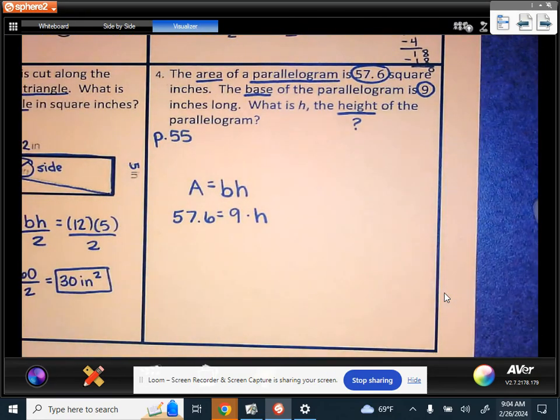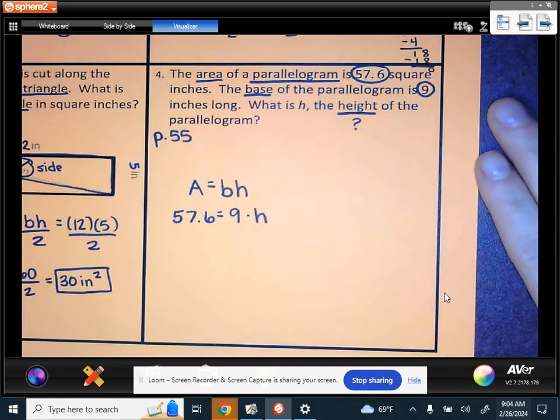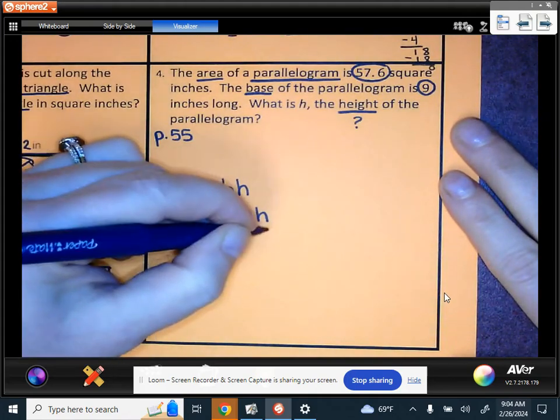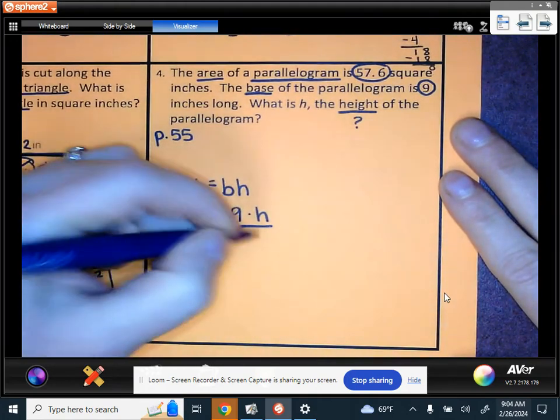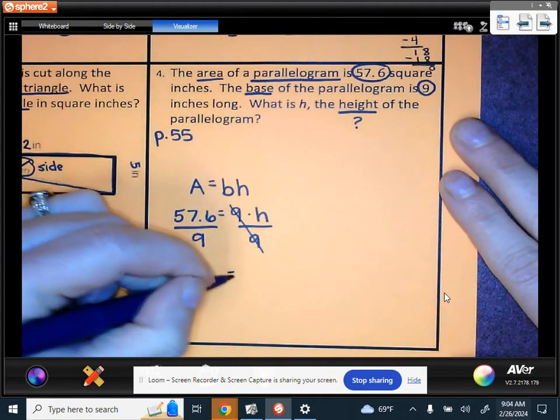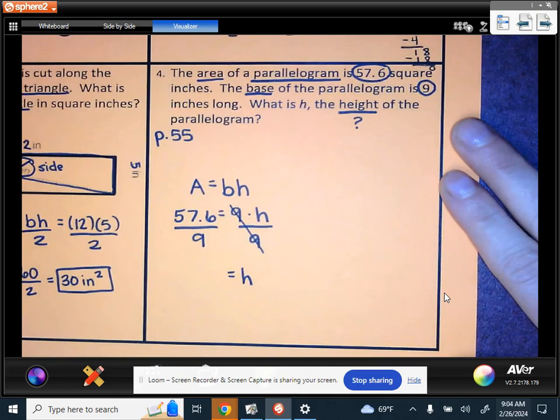We're going to leave h for the height because we don't know what it is yet. That's what we're trying to figure out. Now we solve using our inverse operation of division because we see multiplication in the equation, so we have to divide both sides by 9. These 9s are going to cancel out, leaving just h, which is what we're looking for.